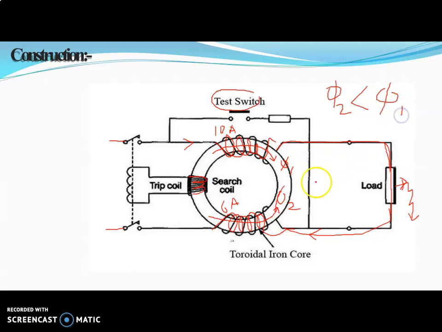Phi 2 is less than phi 1, therefore the net flux flows through this core, net flux phi, that is phi 1 minus phi 2. This phi is nothing but phi 1 minus phi 2. Net flux is there. This flux links with this search coil and induces an EMF E. As soon as the EMF is induced, current starts flowing through the coil.